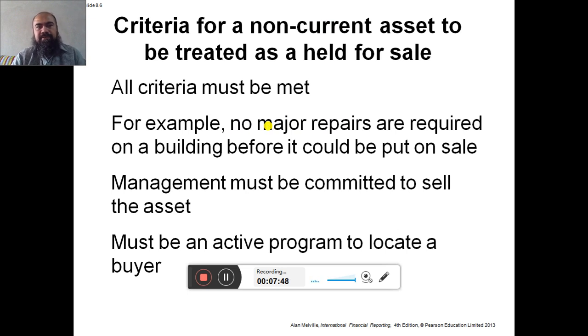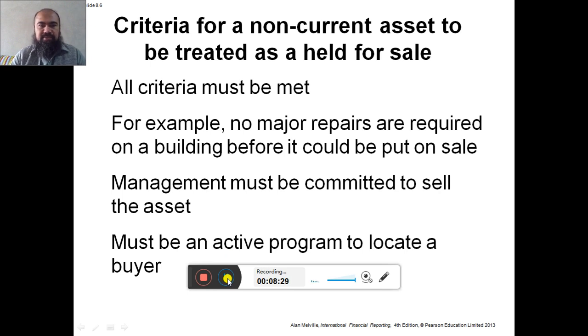So, continuing with our previous slide, we are explaining a bit more. Secondly, there are four criteria and all four criteria must be met, as I have already mentioned. If any one is not met, the asset will not be classified as a non-current asset held for sale under IFRS 5. What could be an example? For example, there is an asset and no major repairs are required on a building before it could be put on sale.